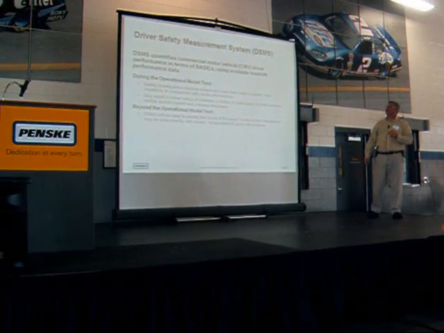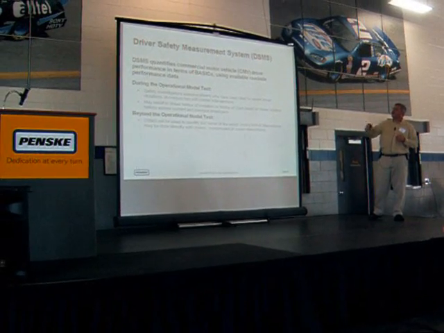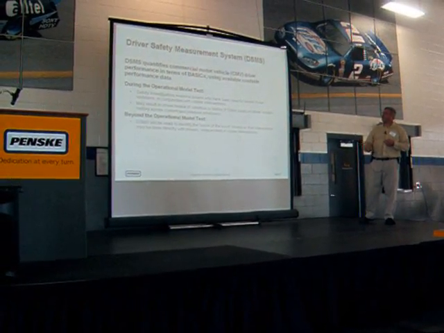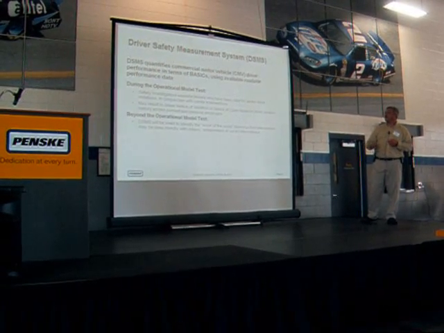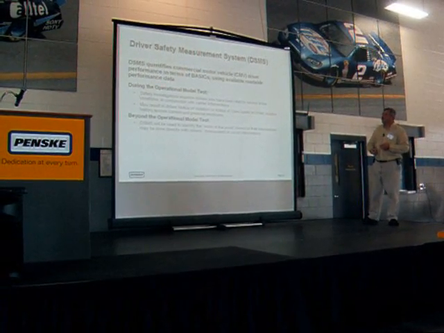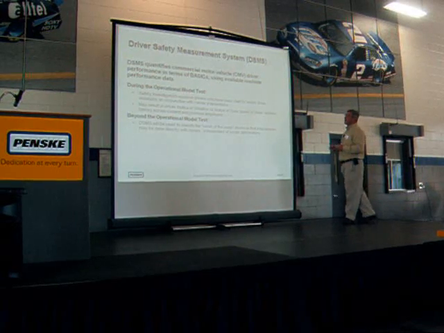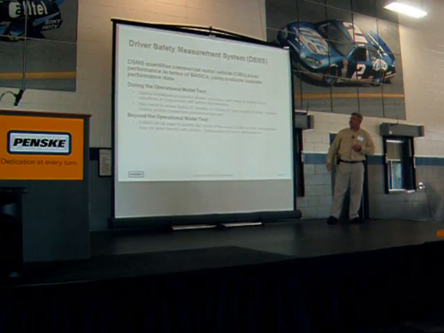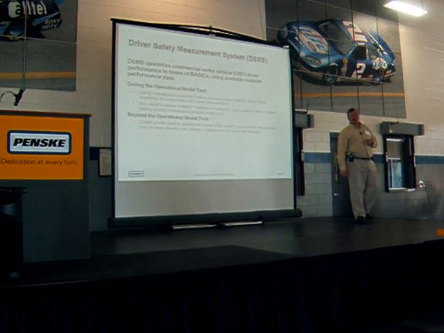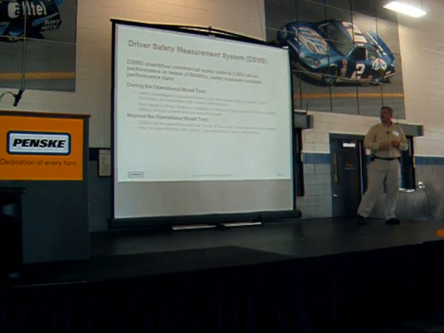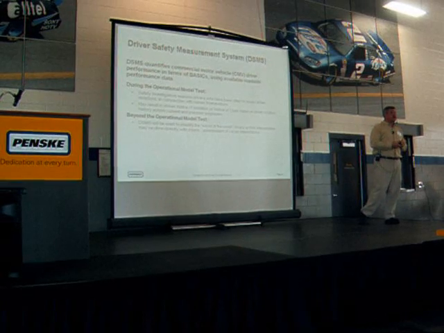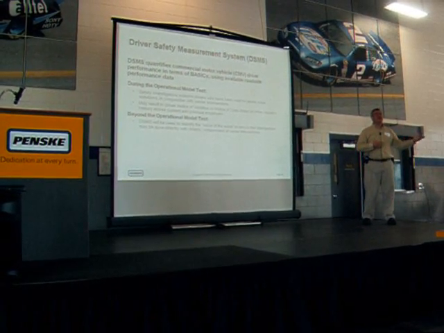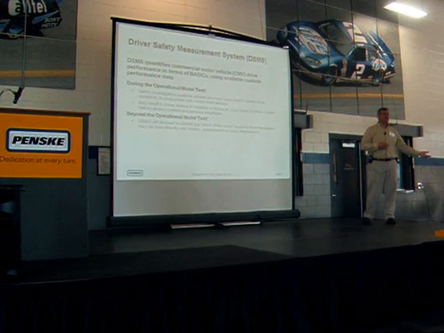All right, the driver safety measurement system quantifies the CMV driver performance in terms of the basics using the available roadside performance data. During the operational model test, safety investigators were to examine drivers who have been cited for severe driving violations in conjunction with carrier interventions. This may result in a driver notice of violation or notice of claim based upon driver violation history across current and previous employers. You say, wait a minute, how exactly do they determine current and previous employers?